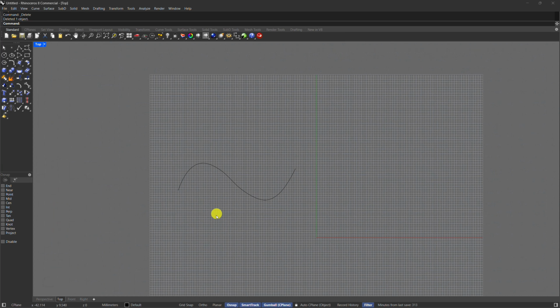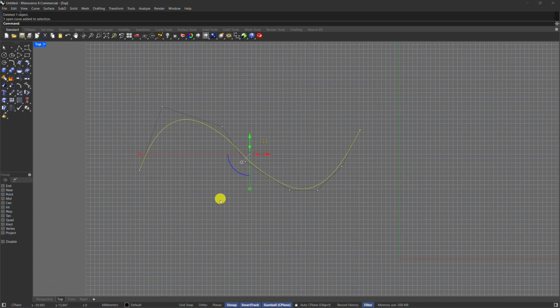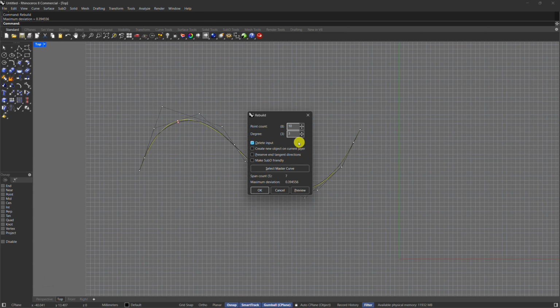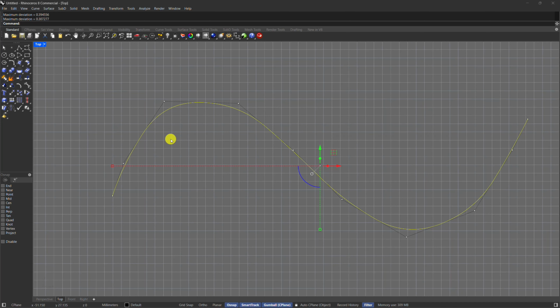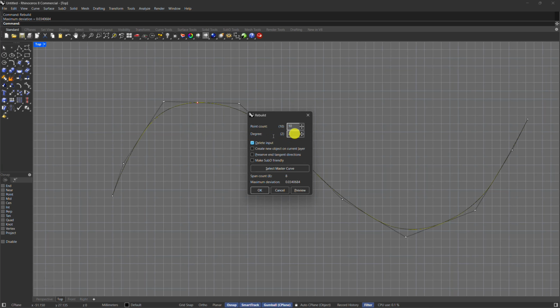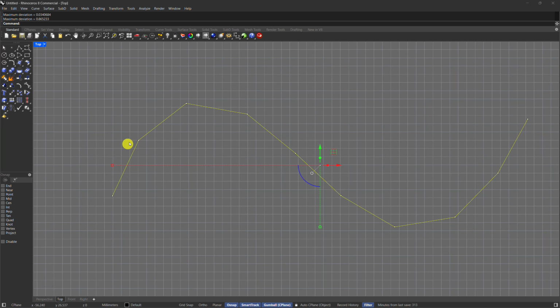Second, degree. Degree controls how smoothly the curve bends. Higher degree usually means smoother transition. You can type Rebuild to see the degree and change it. If you reduce the degree to 2, the curve moves towards the straight lines created by the control points. If you go to 1, you can directly see the straight lines connecting the control points.